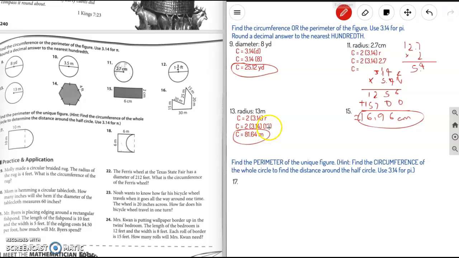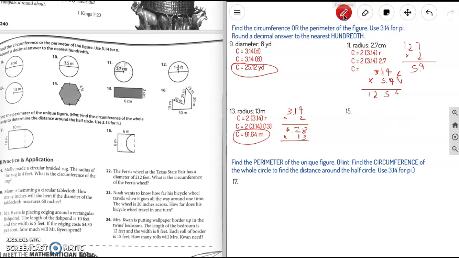Let me show you the work. So we're going to double 3.14. So 3.14 times 2. I'm sure you can do it in your head. 6.28, right? And then we're going to do 6.28 times 13. And if you solve that, we get 81.64. Okay? All right, make sure you have this because I'm going to be erasing it to make space.